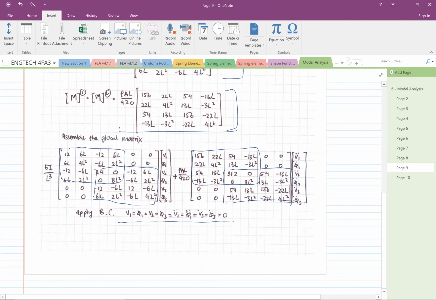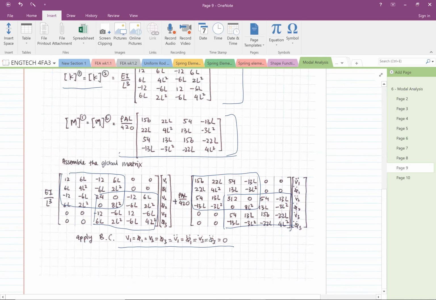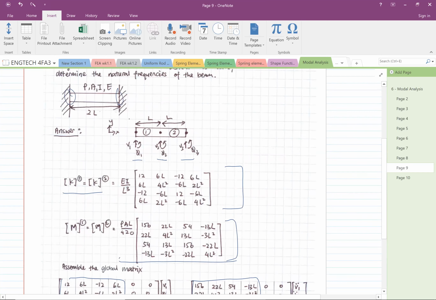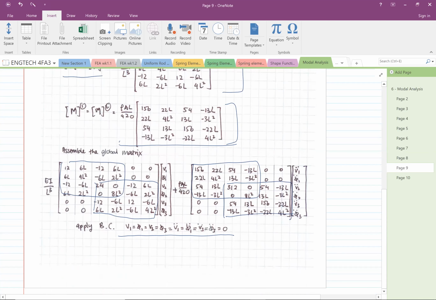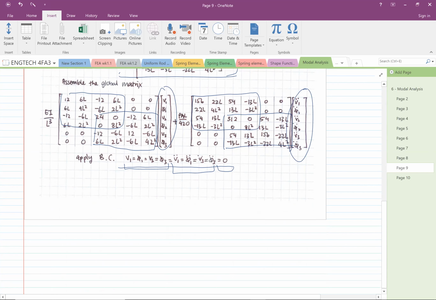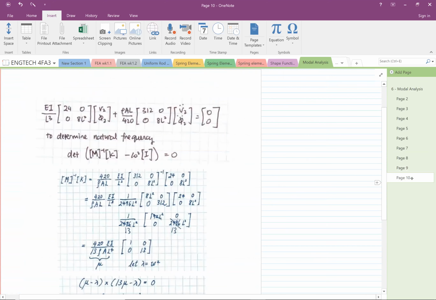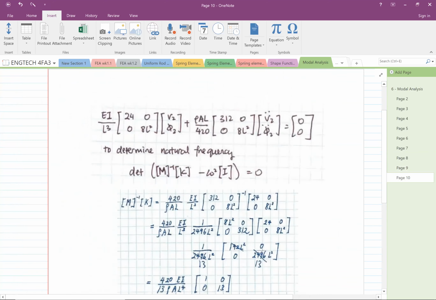Look at that. I love zeros, because you're locking both sides, right here and right here. So anything related to V1 and phi1 and V3 and phi3 is all zero. When the displacement is zero, the acceleration is also zero. What a beauty. And then you just multiply that to the big matrix. So we shrink the 6 by 6 matrix to, voila, 2 by 2 only.